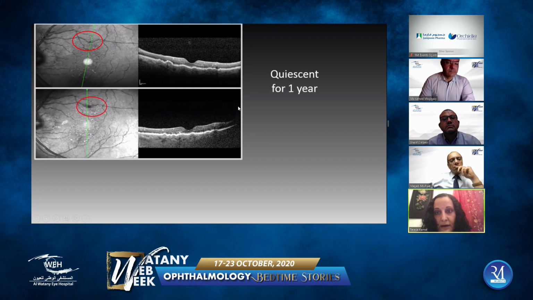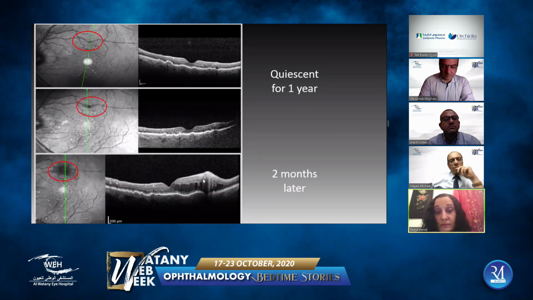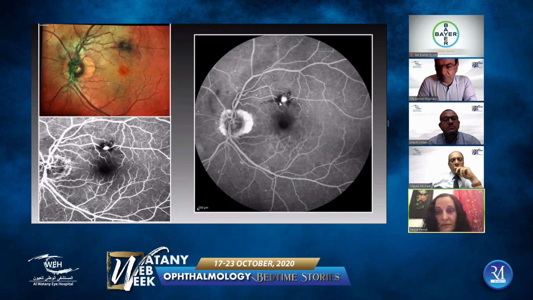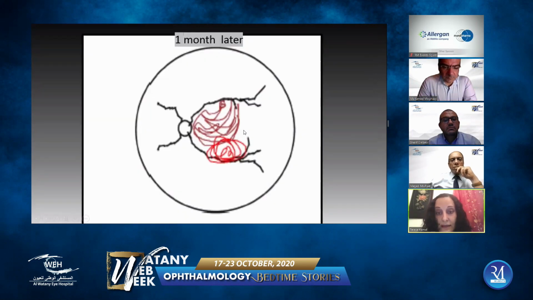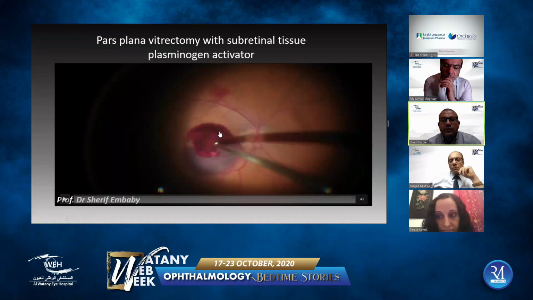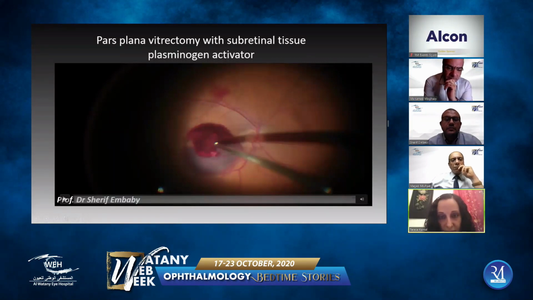Then came after 2 months, and the macroaneurysm started to increase in size, and we can see some exudation. And actually, this patient had a fluorescein, and we can see that the macroaneurysm is starting to show some leakage. Surprisingly, this patient came in 1 month after the fluorescein, having developed dense subretinal and pre-retinal hemorrhage. And at that point, Dr. Sharif decided to have a surgery. So this is presented to me. Before that, he wasn't my patient. Yes, exactly. So would you like to comment about the video?